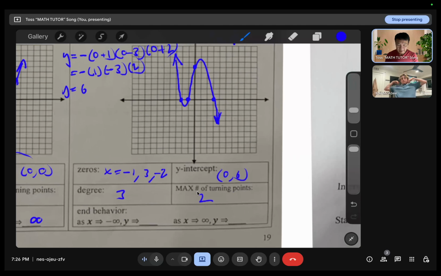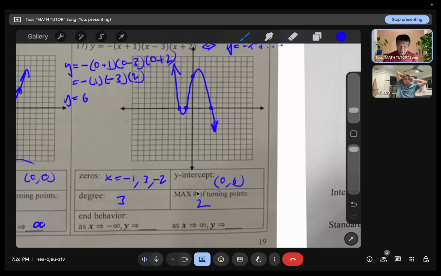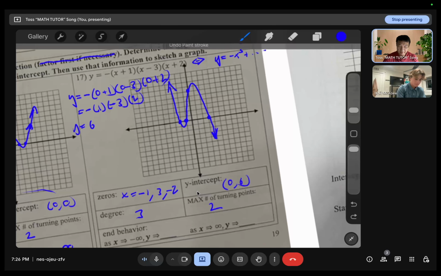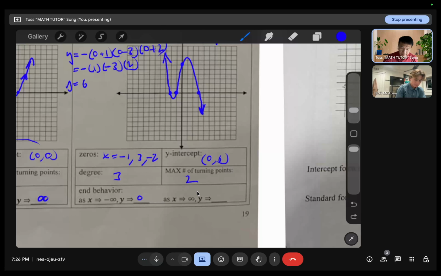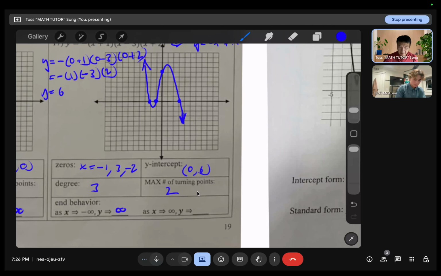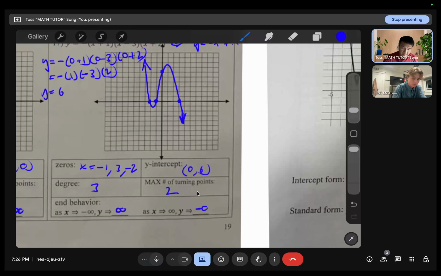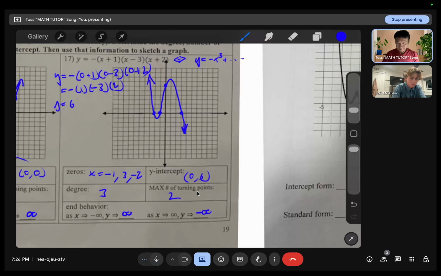Okay, now you can answer the end behavior. As x approaches negative infinity, you're looking this way. That means your y will go to positive infinity. So you can just write the infinity symbol; you don't have to write positive. Then as x approaches positive infinity, your y is going down, so it's going to be negative infinity. I hope you're okay with that. There you go. That's it.